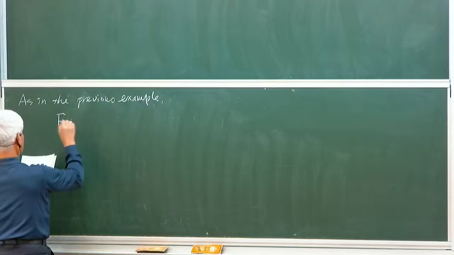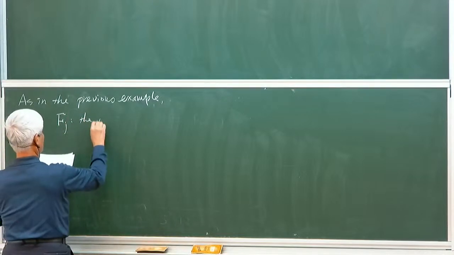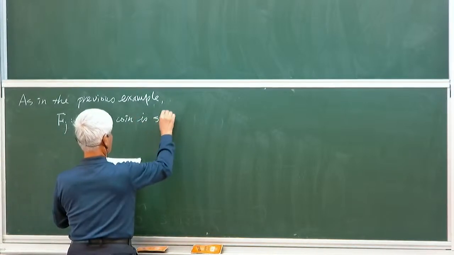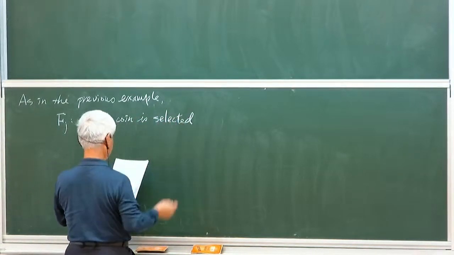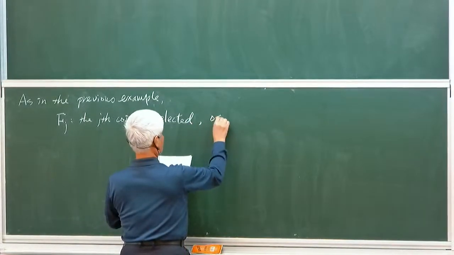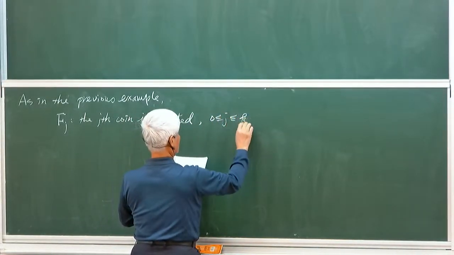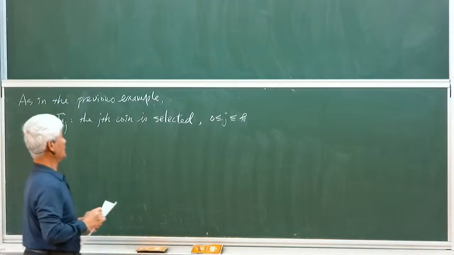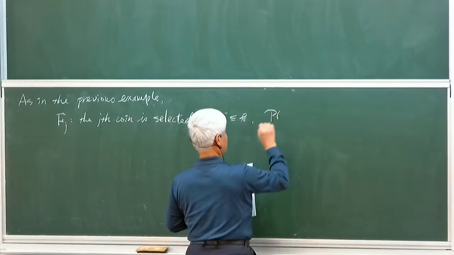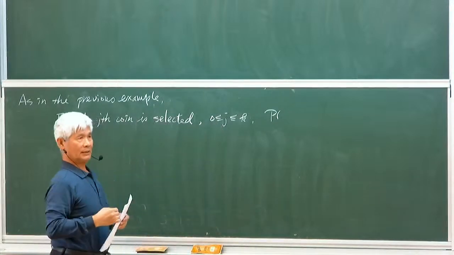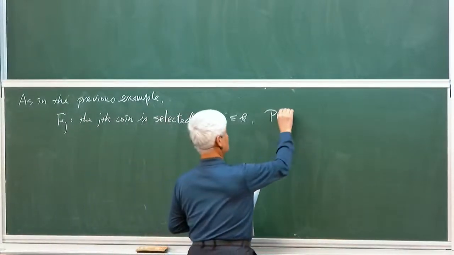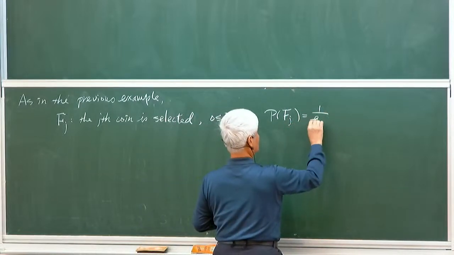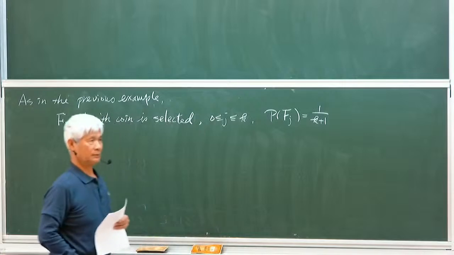f sub j is the jth coin is selected, and so there are k plus 1 coins. Okay, so the index is from 0 to k, and we know that because we select coins randomly, the probability of this event will be equally probable, so it will be 1 over k plus 1. Okay.